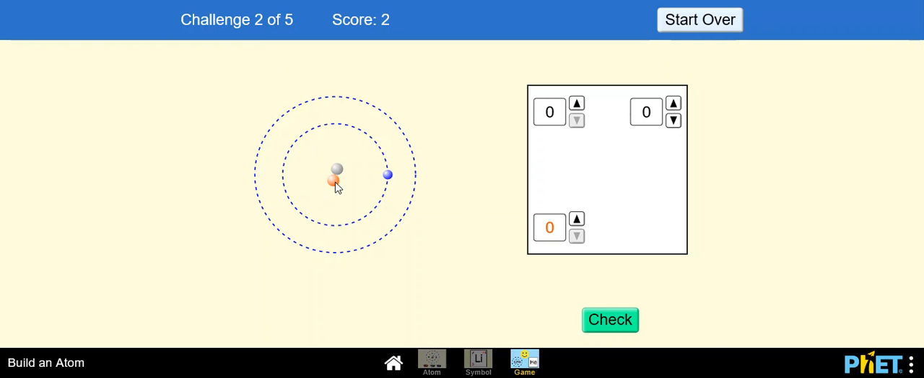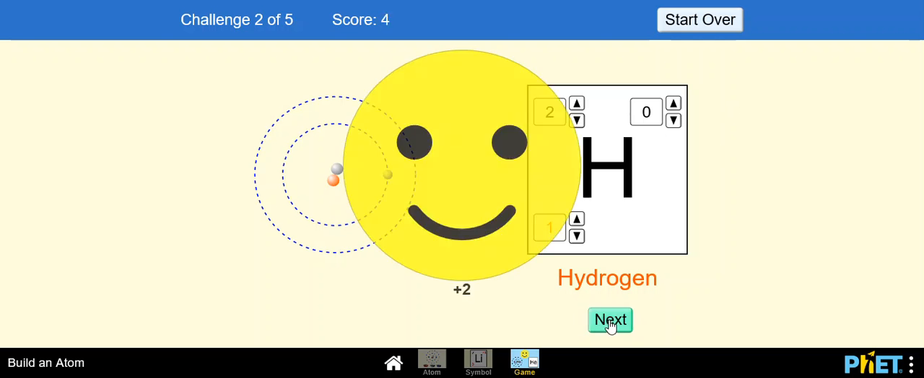Okay, we've got 1 proton. Remember, that's the red sphere, so the atomic number is 1. We've got 1 proton and 1 neutron, so the mass number is 2. We've got 1 proton and 1 electron. Protons minus electrons gives you the charge. 1 minus 1 is 0. I think I'm good. And the smiley tells me I am indeed good.